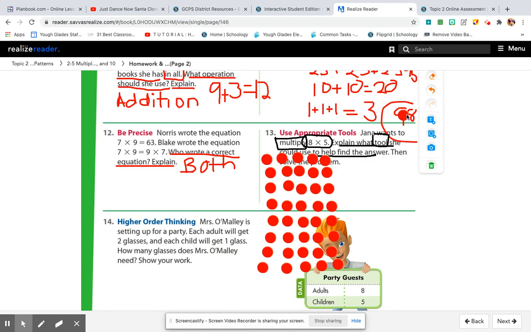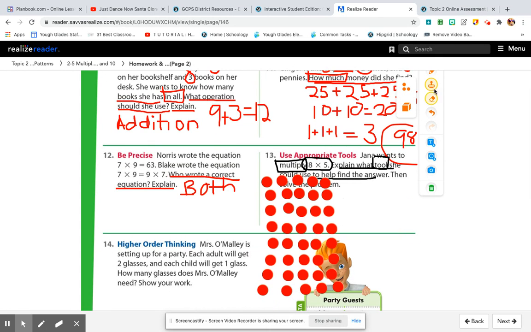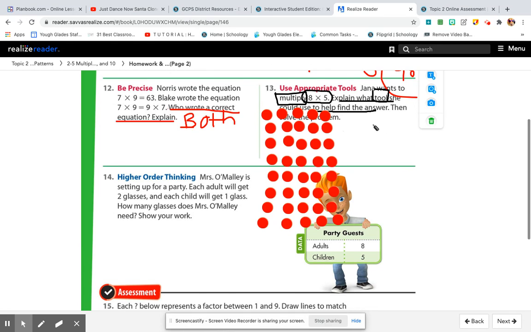Double check. Always recheck your answers. Even as adults, we have to do that. There's always room for a little mistake. 1, 2, 3, 4, 5, 6, 7, 8. I have 8 rows here. 8 rows of 5. Yep. 1, 2, 3, 4, 5. And that will give me my answer, which would be 40.